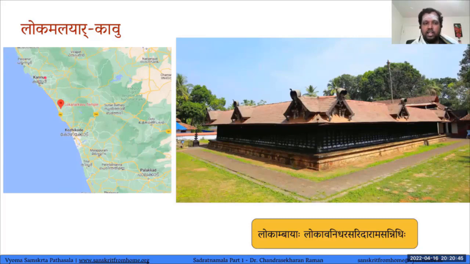So it is in the coastal region, it's closer to the West Coast of Kerala. So it's called Lokanar Kavu. So most of the temples in Kerala are like Kavu, are Kavus. And they are Bhagavati Amma, Ambal is the presiding deity there. So Lokamba is the deity there.